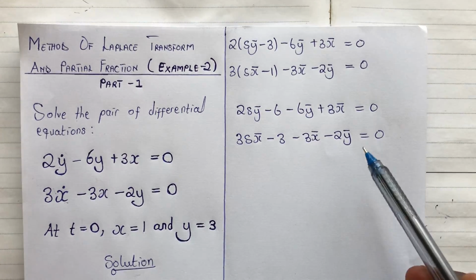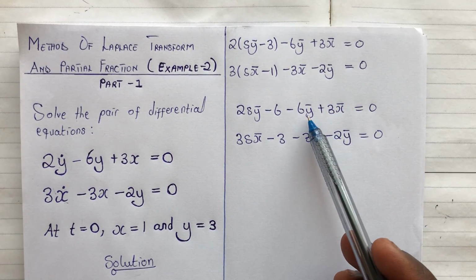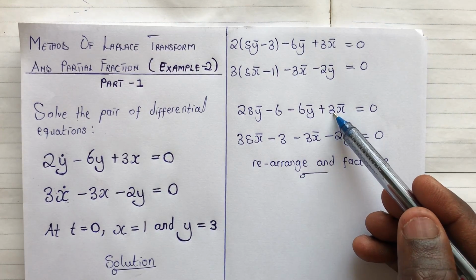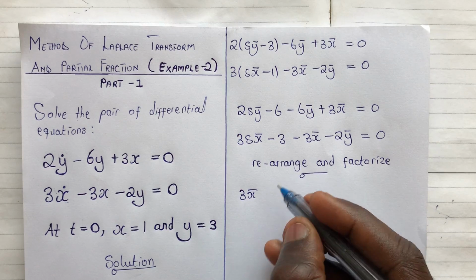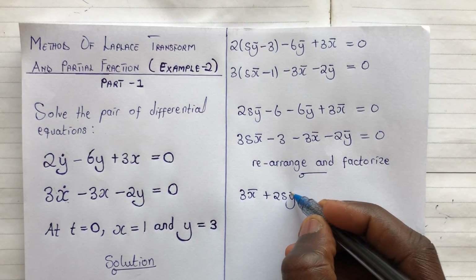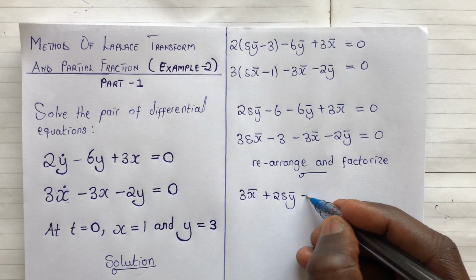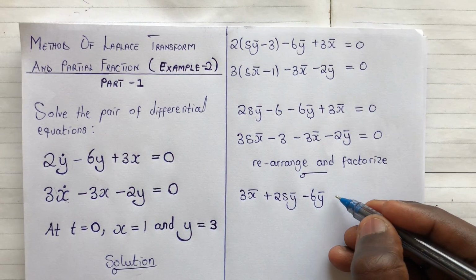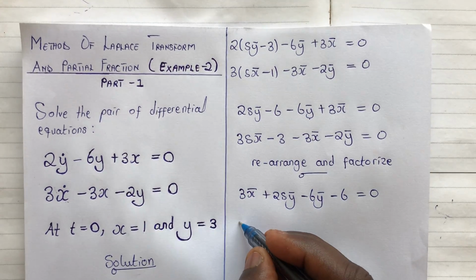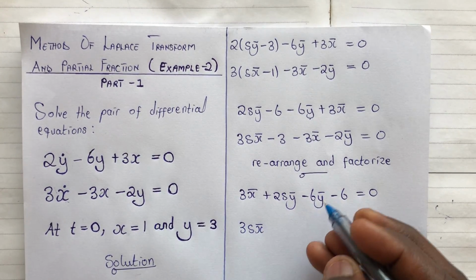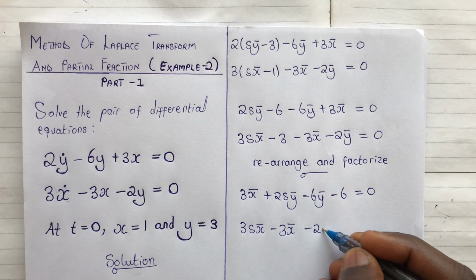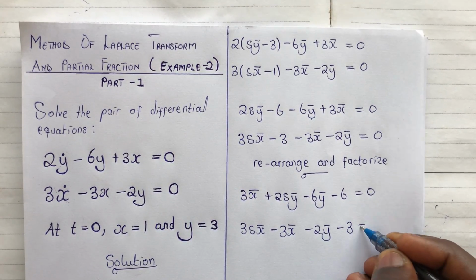Now, the next thing we need to do is to rearrange the equation in terms of x bar and y bar, then the constant, okay? Then we can factorize it. So let me start with this one. So I have 3x bar, then let me move on here, plus 2s y bar, then to this side, minus 6y bar, then to the constant, negative 6 equal to 0. And let me do the same thing here. This is 3s x bar minus 3x bar minus 2y bar minus 3 equal to 0.